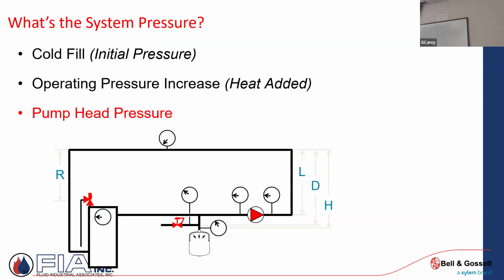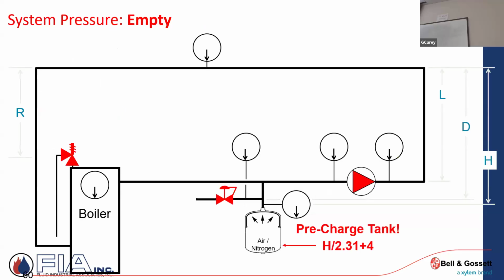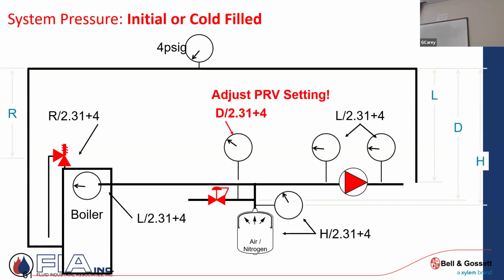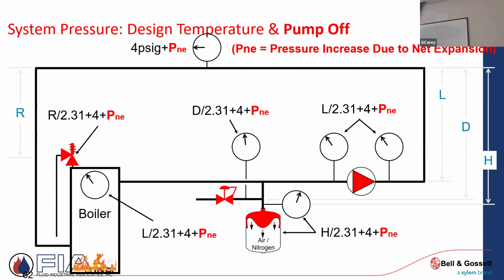It's just a real quick, it's that last one: cold fill, operating pressure, increase, heat. The last one would be I turn the pump on. So I turn the pump on, system pressure is empty, pre-charge the tank to whatever that height of the system is divided by, plus my positive pressure. I adjust my fill valve here. Again, we call it all the same, but they're saying, hey, L is different than D, different than H. Technically, there's different heights, but you set all of these.